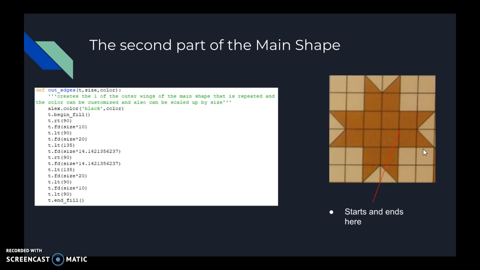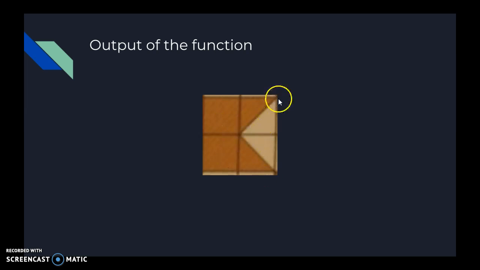The complicated part about this was finding the length of the diagonal from here to here, but I just used the Pythagorean theorem to figure that out. And I found out that the length from here to here is actually 14.1421, etc. I did the same thing right here, and it just goes all the way around. It ends right here. And here's the output of that function. It just draws this, and then also fills it in with whatever color is used.